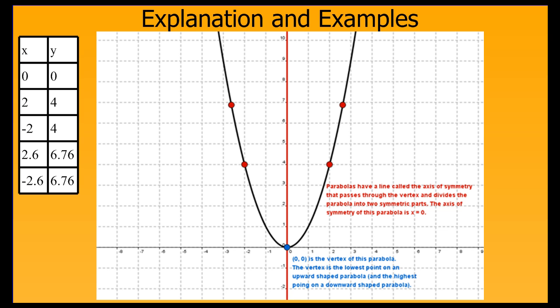Parabolas also have a line called the axis of symmetry. This line passes through the vertex and divides the parabola in half into two symmetric parts. For this parabola, the axis of symmetry is the vertical line x equals 0. Notice how any point on one side of the axis of symmetry, like the point 2, 4, has a symmetric point on the other side of the axis, negative 2, 4. This is always true about parabolas. They are always symmetric about their axis of symmetry.